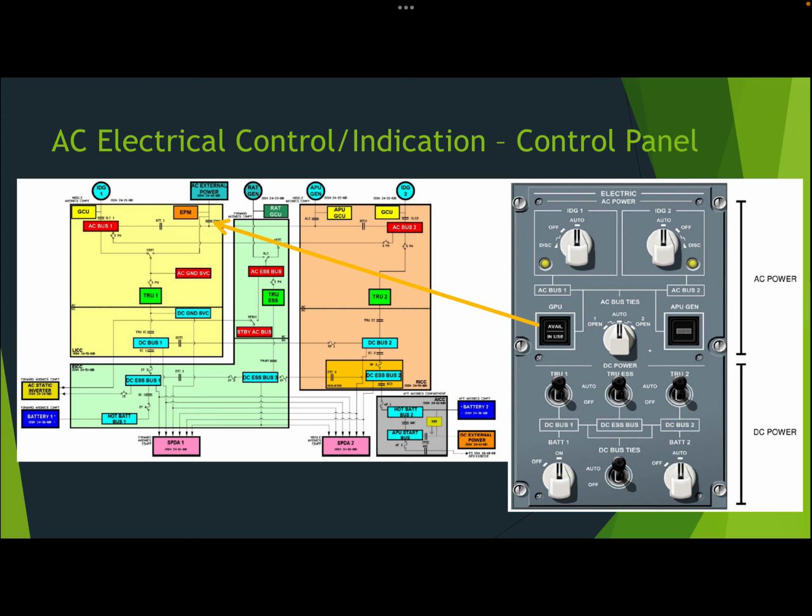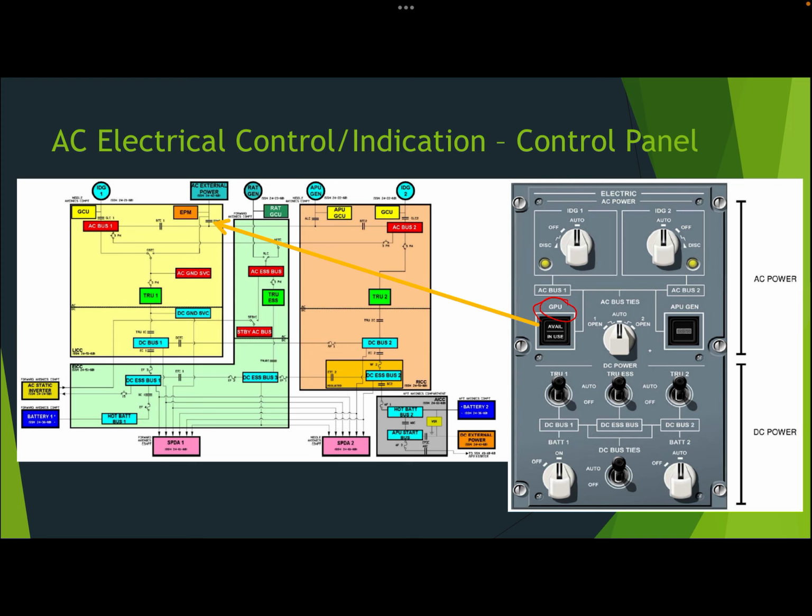Here we have a button labeled GPU. GPU is ground power unit, also known as external power. And these square buttons are something called a switch light. So you can see this button, which is a push in, push out type button. The top half says avail, which stands for available. The bottom half says in use.